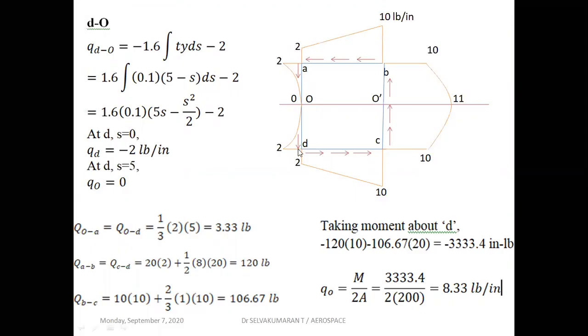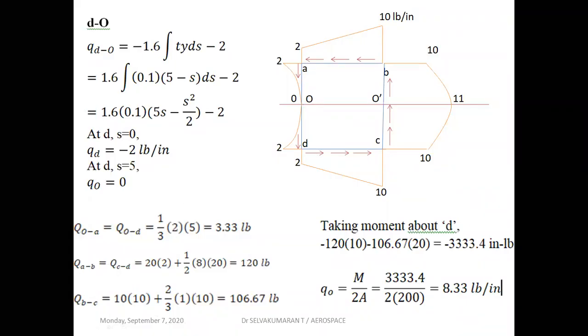Then at D, s is equal to 0. Substitute, you get the shear flow, which confirms our expression is right. And at O, s is equal to 5, Q naught is 0, which confirms again. This is the open end, so mathematically we are checking it.